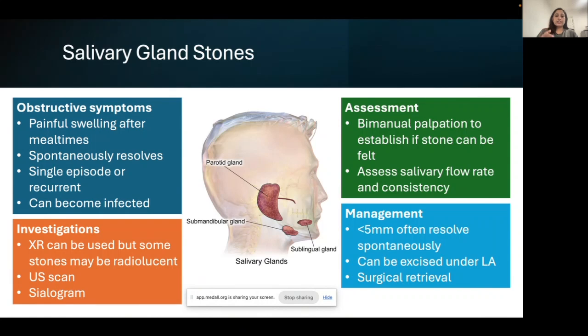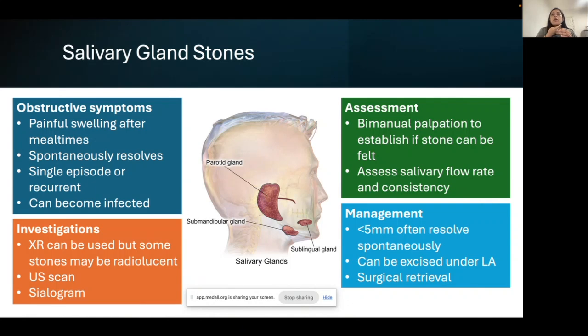And if you want a really specific answer about the stone, you can do something called a sialogram. That's done by a specialist radiologist or surgeon, where some dye is injected into the duct from inside the mouth, then an x-ray is done. Basically that shows if there is a blockage or something that's obstructing the duct as it goes towards the gland. Obviously, if you're concerned and you don't know what's going on, you can always get a CT scan. So in terms of assessment, the most important thing is to do a bimanual palpation.